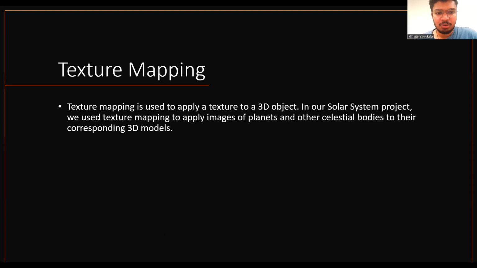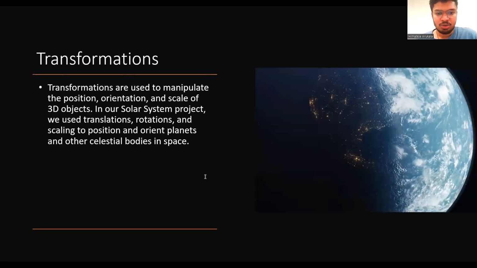And next we're going to discuss transformations. Transformations are a fundamental concept in computer graphics used to manipulate the position, orientation, and scale of a 3D object. In our solar system project, we utilized a variety of transformations, including translations, rotations, and scaling to position and orient planets and other celestial bodies in space.